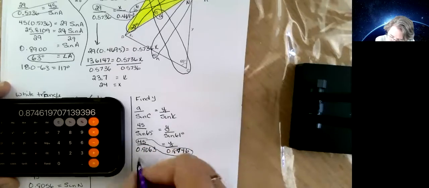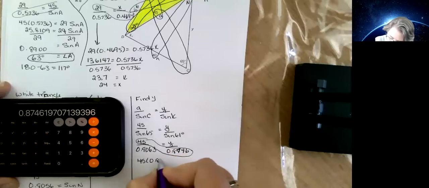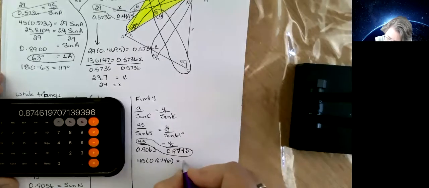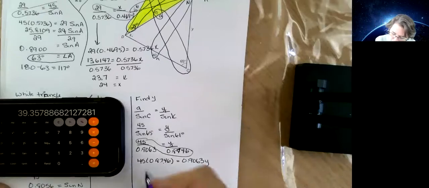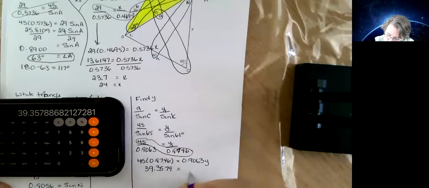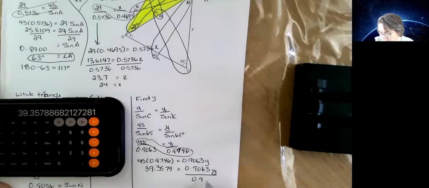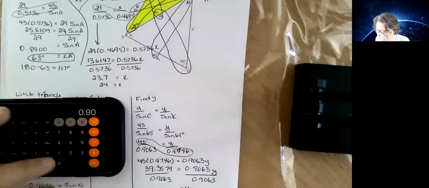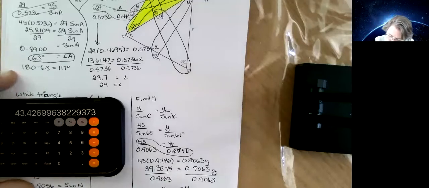Let's cross multiply. So I've got this number in my calculator, so just multiply by 45. 39.3579. And then we're going to divide. We get 43.42, which we'll just call 43, equal to y.